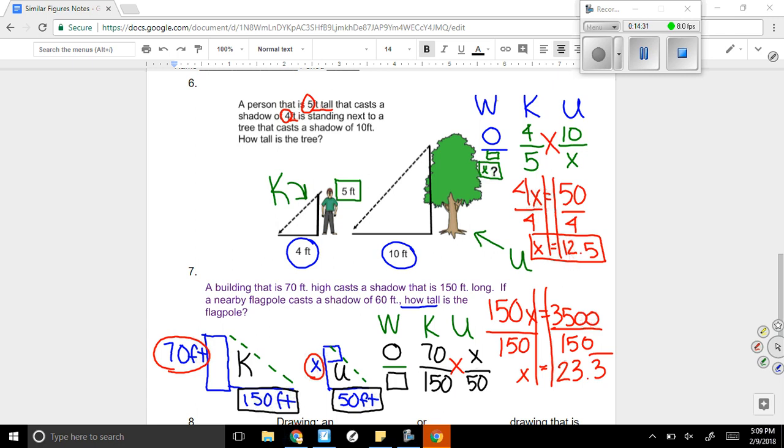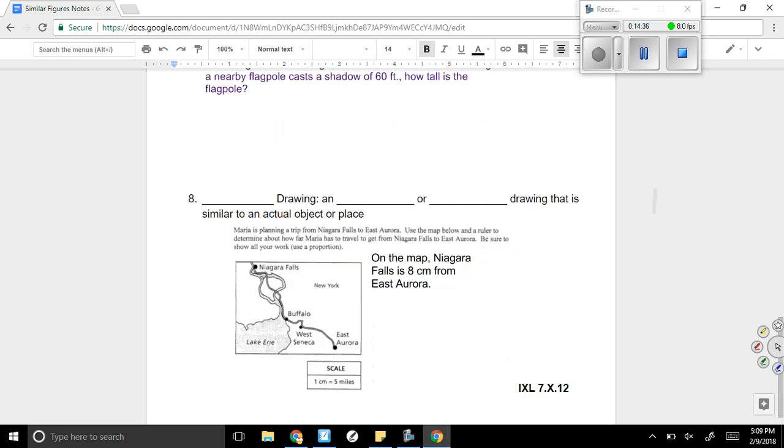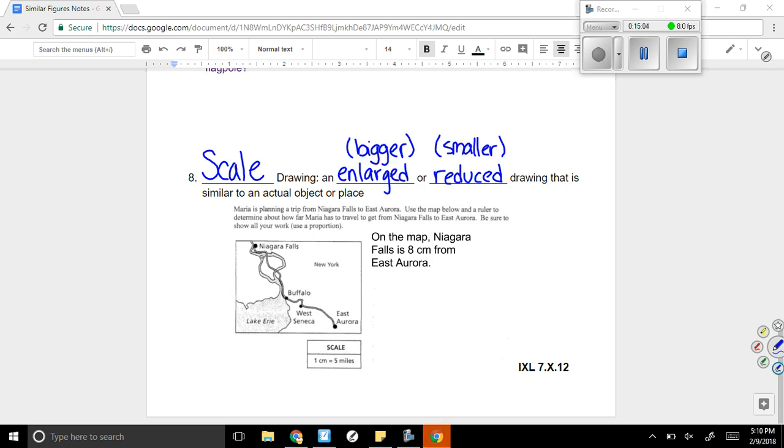Make sure that you have all this down because it's about to disappear. All right, last question on our note sheet. This is about scale drawings, and we've already seen some problems that have to do with scale drawings. So scale drawings are an enlarged, and remember that means a bigger picture, or reduced, remember that means smaller, drawing that is similar to an actual object or place.